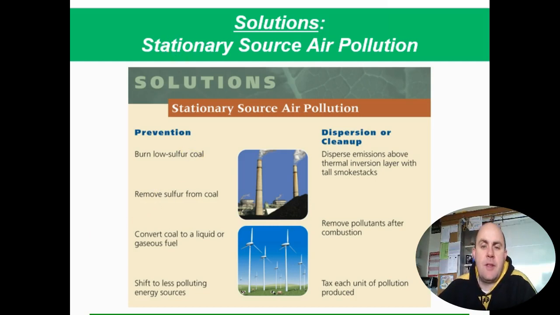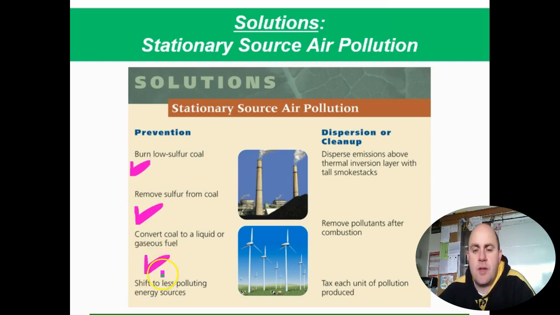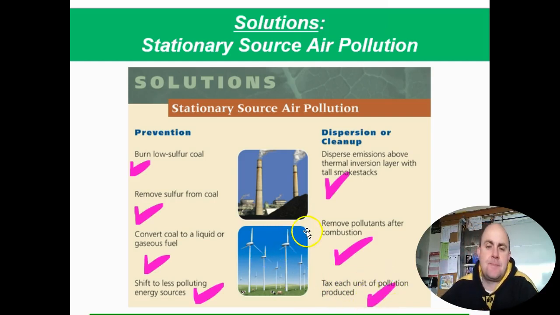So how do we take care of some of these issues? If we have stationary pollution like power plants, what do we do? Well, we can burn better coal. We can remove the sulfur from the coal. We can convert coal to a liquid or gaseous form, which helps. And we can shift to other energy sources. Once we've burned it, how do we clean it up? We can disperse the emissions over larger areas with taller smokestacks. We can remove pollutants after we've burned it, which is what scrubbers do, or we can tax it.